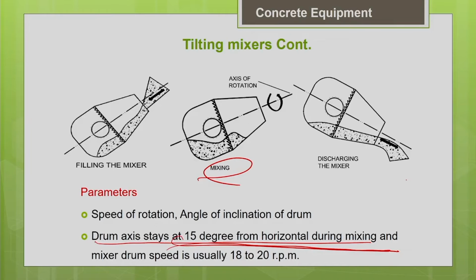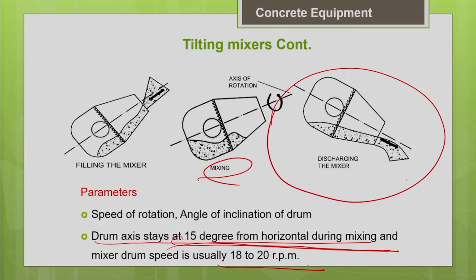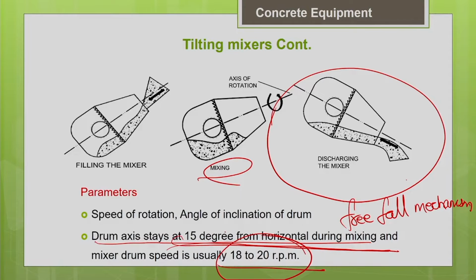And while discharging, as you know, you can completely tilt the drum. Okay, and the mixer drum speed, which is recommended by the manufacturer, is 18 to 20 RPM. As I told you, these drum mixers are based on free fall mechanism. To enable the free fall mechanism, you should not rotate it at a very high speed also. If you rotate it at a high speed, you won't be able to get the free fall mechanism. And also if you rotate at a slow speed, your productivity will be less, as well as you won't get a homogeneous mix. So, we should follow the speed prescribed by the manufacturer.